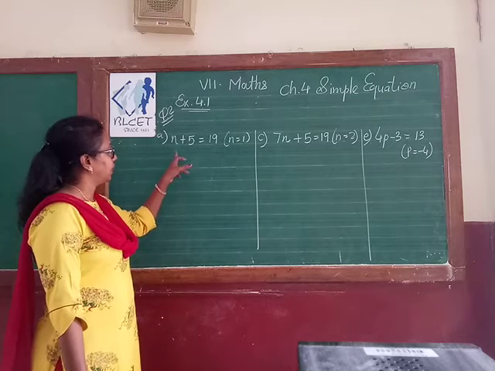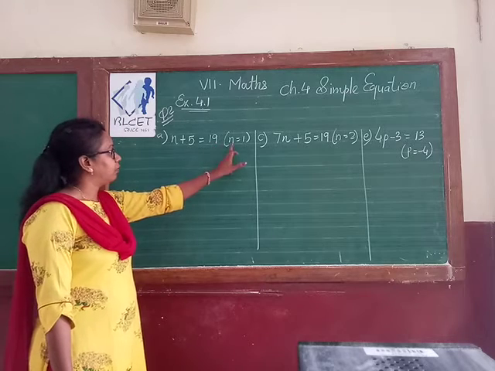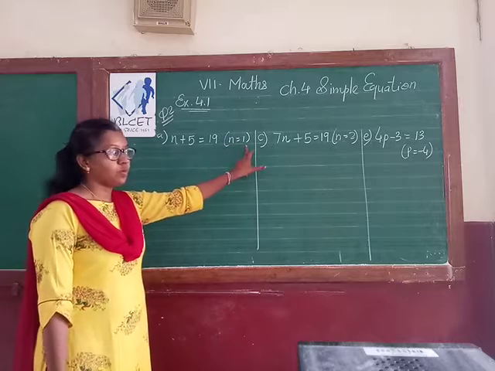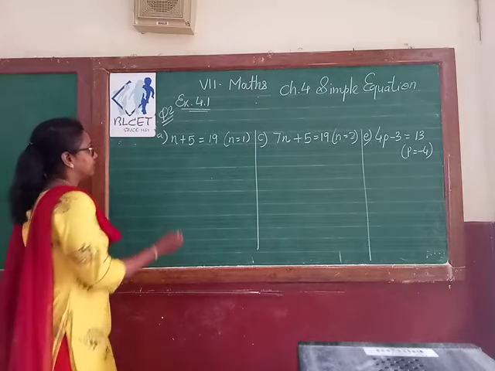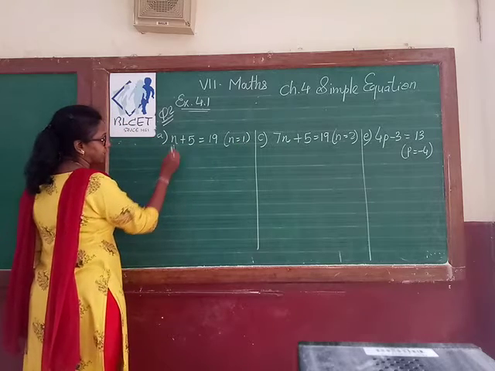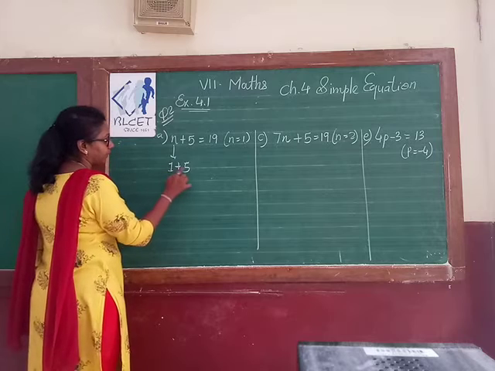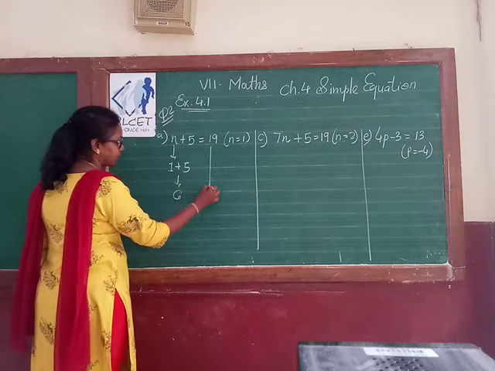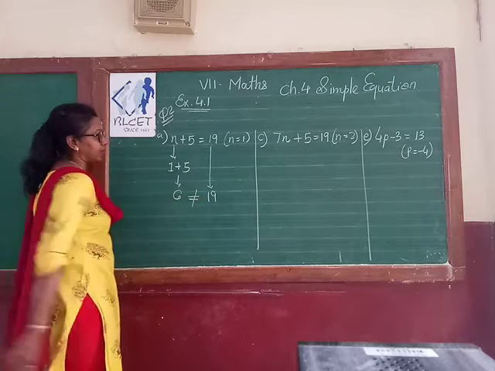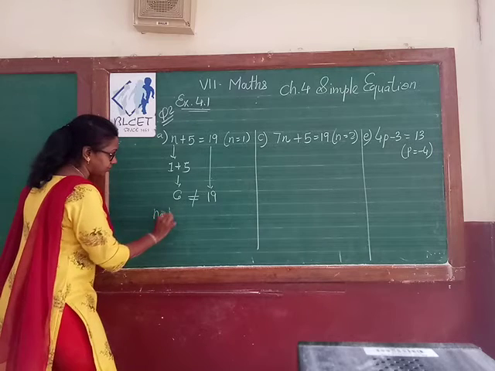So the first equation is n plus 5 is equal to 19. Here we have to check this condition for n is equal to 1. So let's see. What you have to do is, in place of n we have to write 1. So n is here, so 1 plus 5. What is the answer? 1 plus 5 is 6. And what is your result? 19. We cannot say 6 is equal to 19. So for n is equal to 1, the condition is not satisfied.